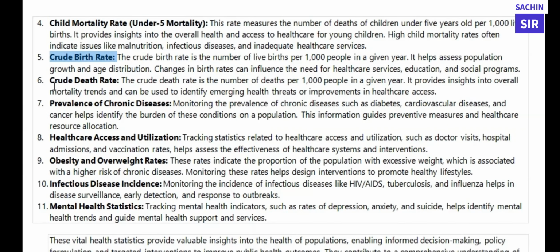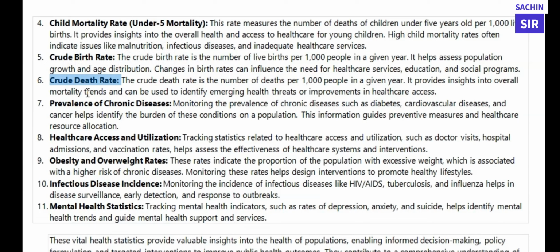Crude birth rate. The crude birth rate is the number of live births per 1,000 people in a given year. It helps assess population growth and age distribution. Changes in birth rates can influence the need for healthcare services, education, and social programs.